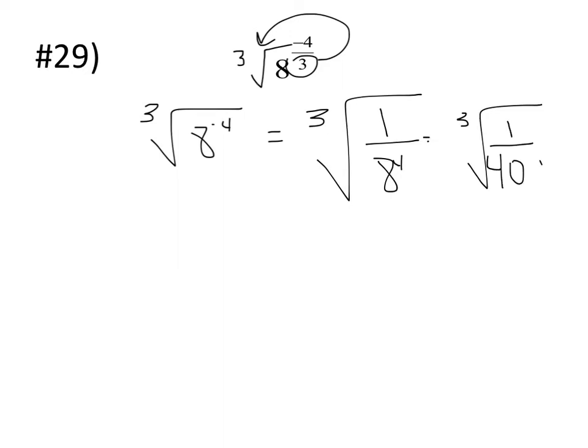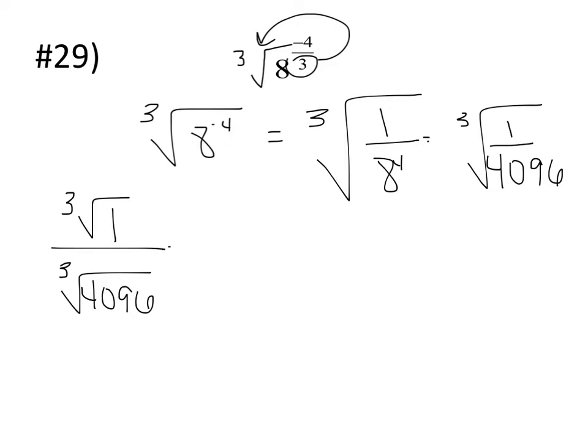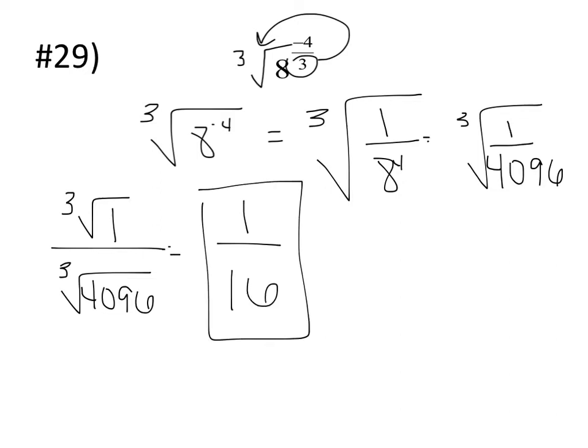4096. That's a popular number on this homework. So I'm going to break it up again. Cube root of 1 over the cube root of 4096. Cube root of 1 is just 1, and the cube root of 4096 is 16, remember? So our answer is just 1 over 16.